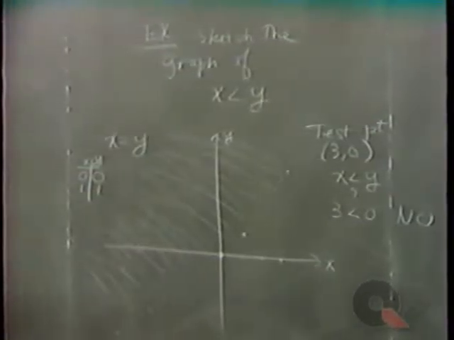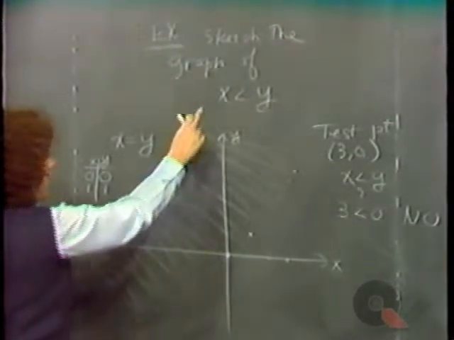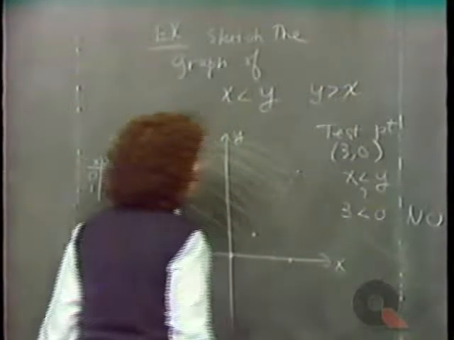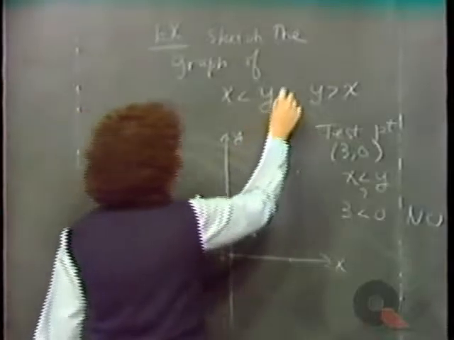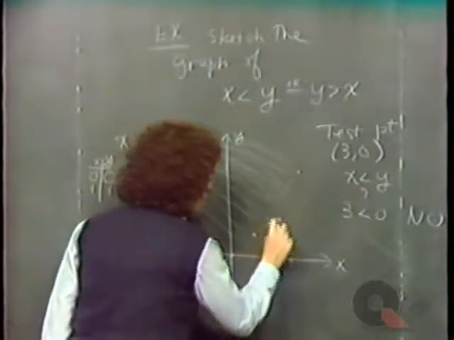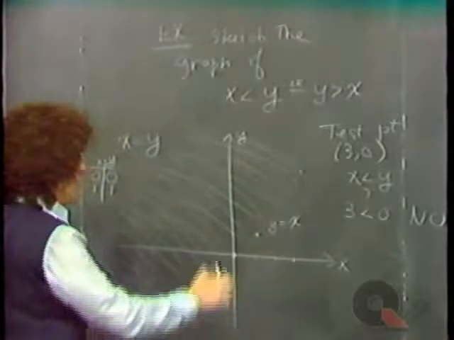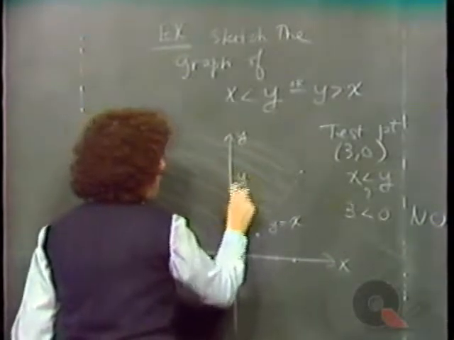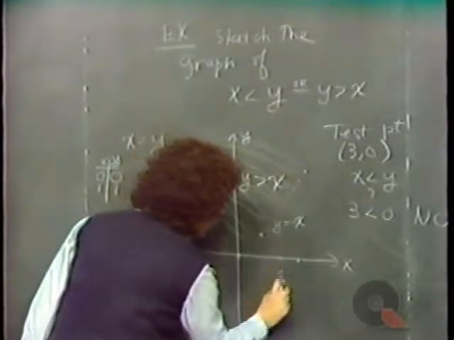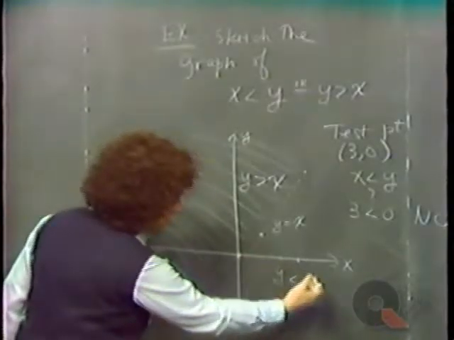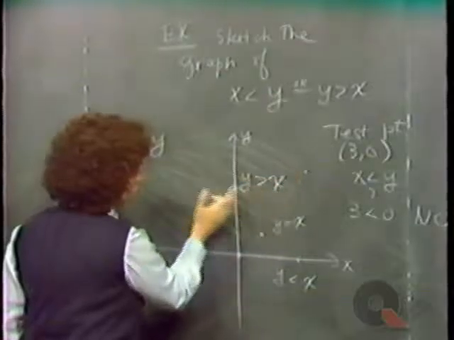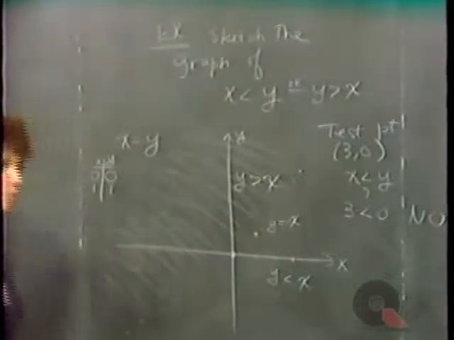By the way, we could have also done this the other way. We can realize that if x is less than y, this is equivalent to saying y is greater than x. So x is less than y, or equivalently, y is greater than x. Remembering that this is the line y equals x, the points above the line here have the property that their y-coordinate is greater than their x-coordinate. The points below the line have their y-coordinate less than their x-coordinate. So that would have told us that y greater than x, or x less than y, is above the line.